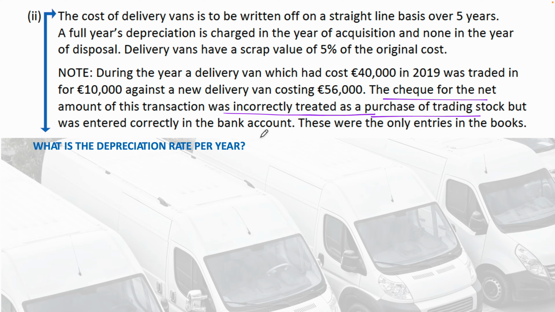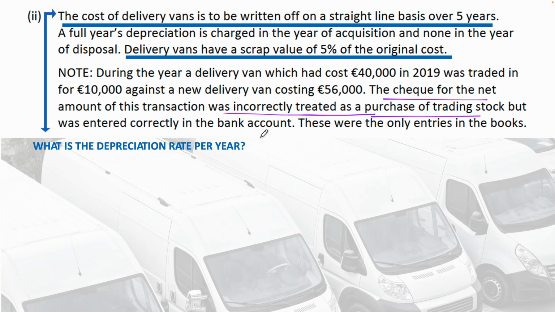So how are we going to do this if we don't know the depreciation rate? We have to find out what the depreciation rate is for this question. It's saying here, the cost of delivery vans is to be written off on a straight line basis over 5 years. Straight line basis means the exact same percentage every single year.